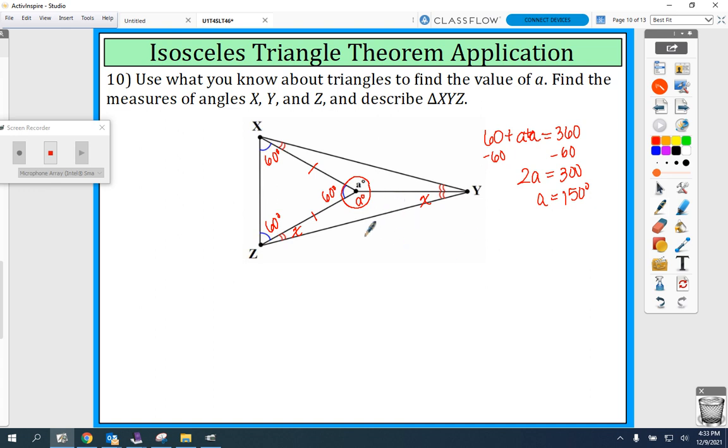So I'm going to say 2X plus the A degrees, which is 150, equals 180, which means 2X equals 30, which means X equals 15. So therefore, I can say here that if this is 15, then I could use angle sum to then find the bigger angles as well. Okay. All right.